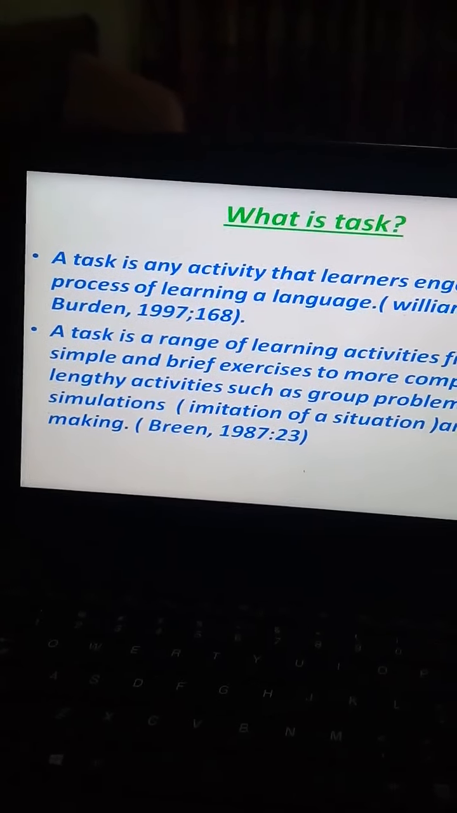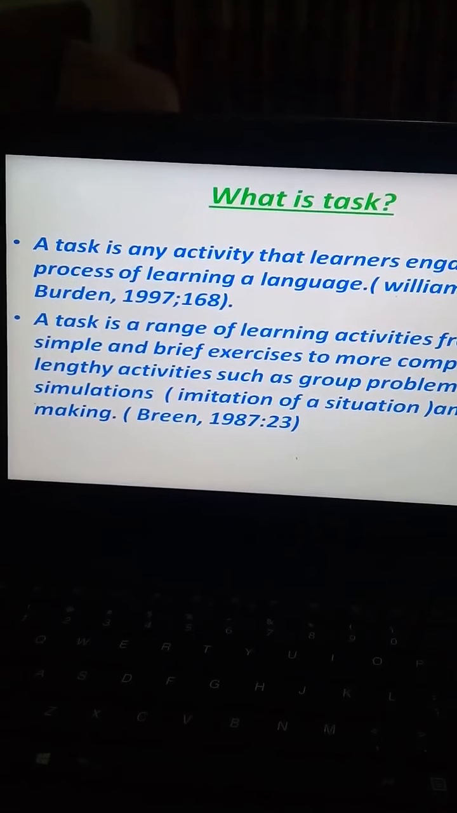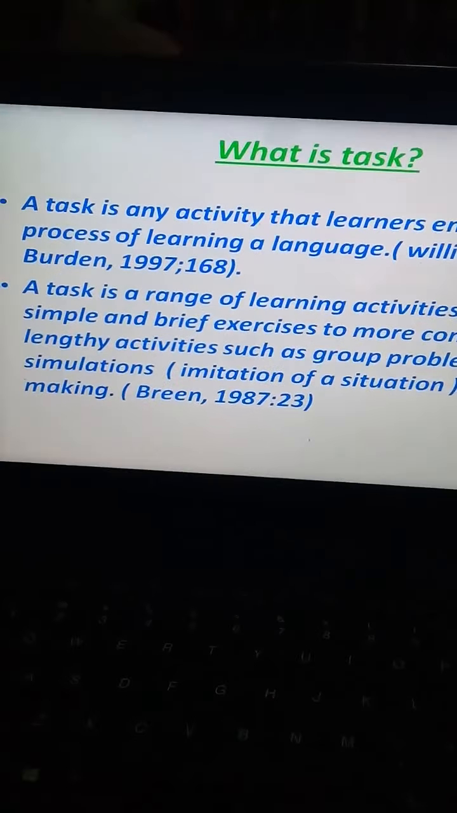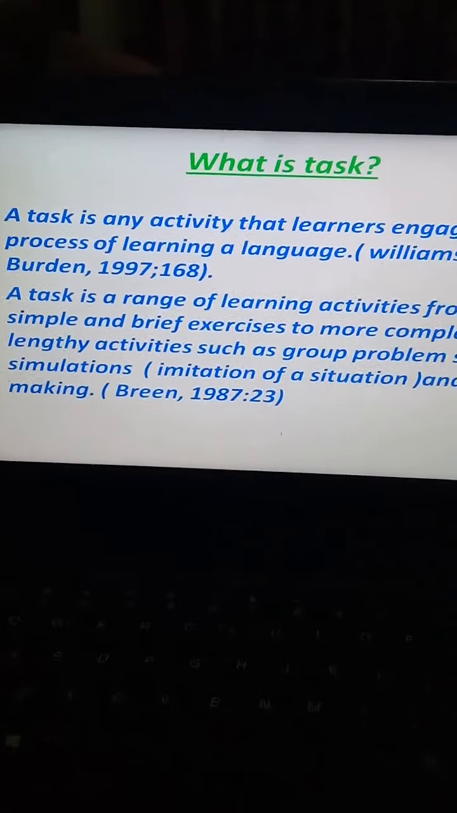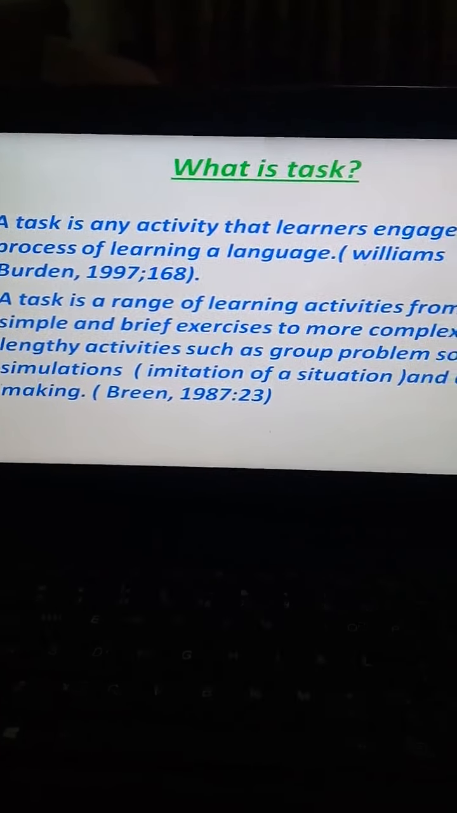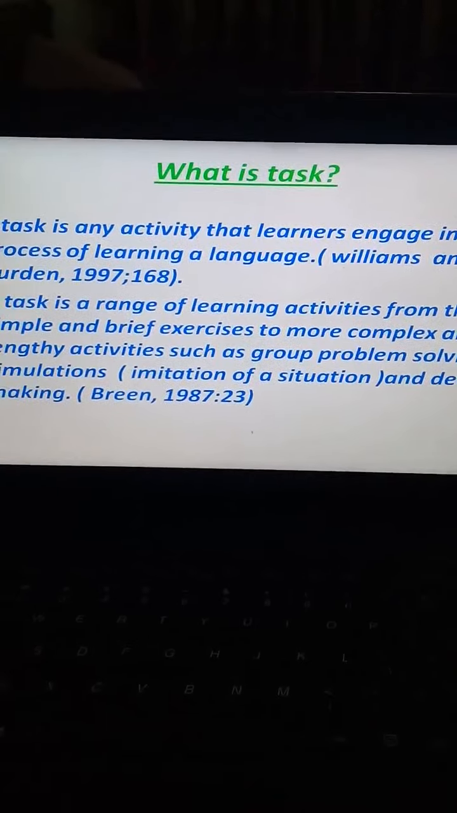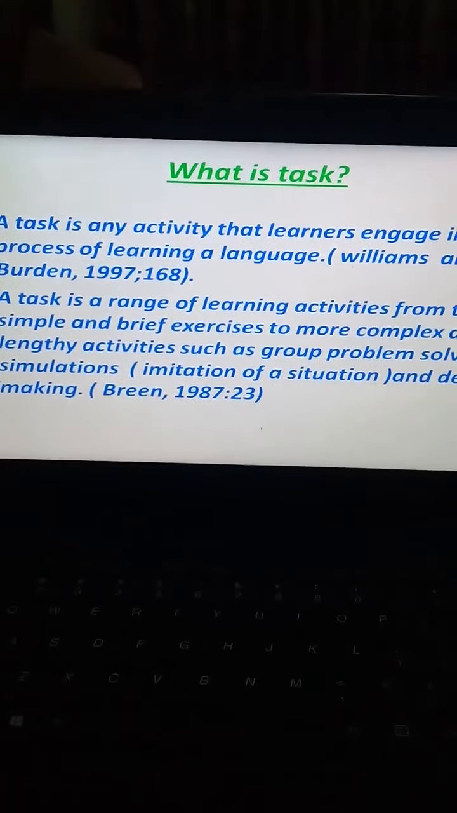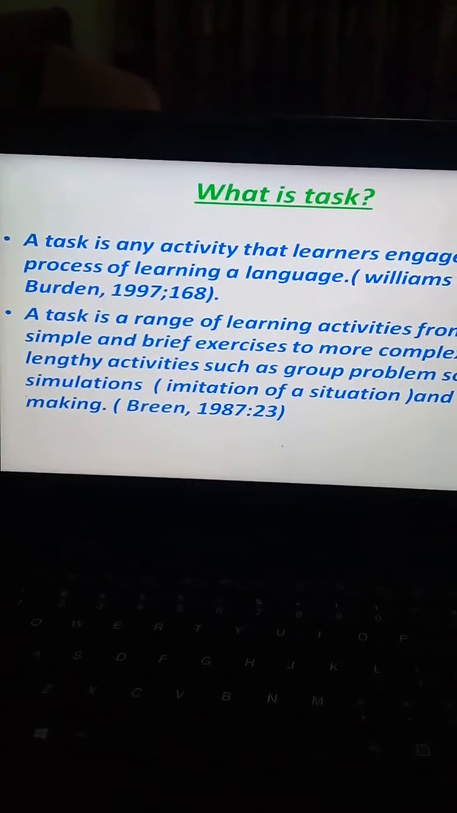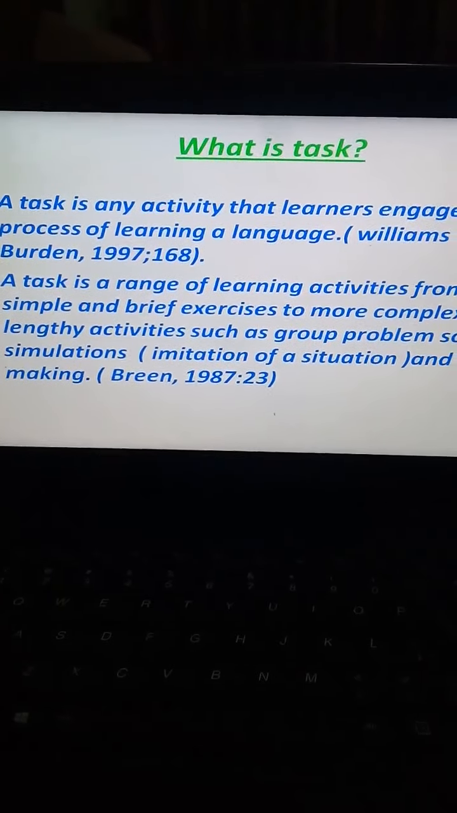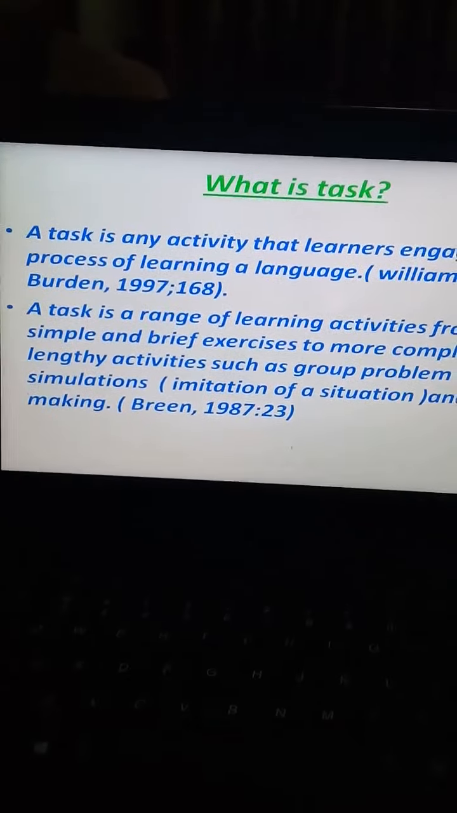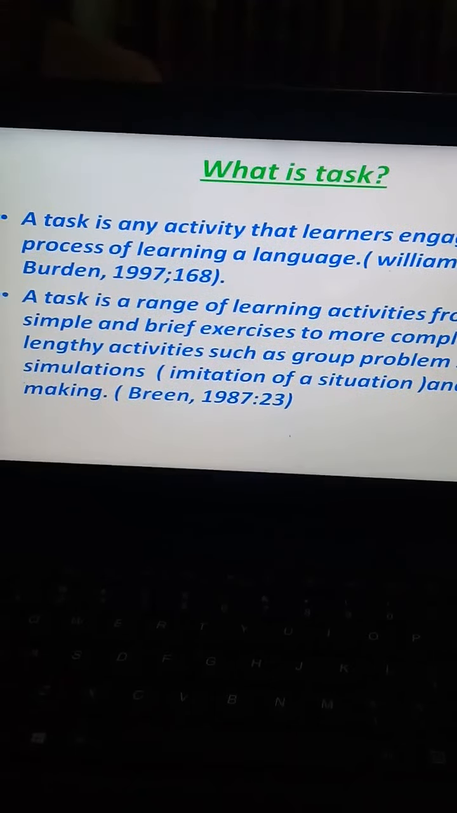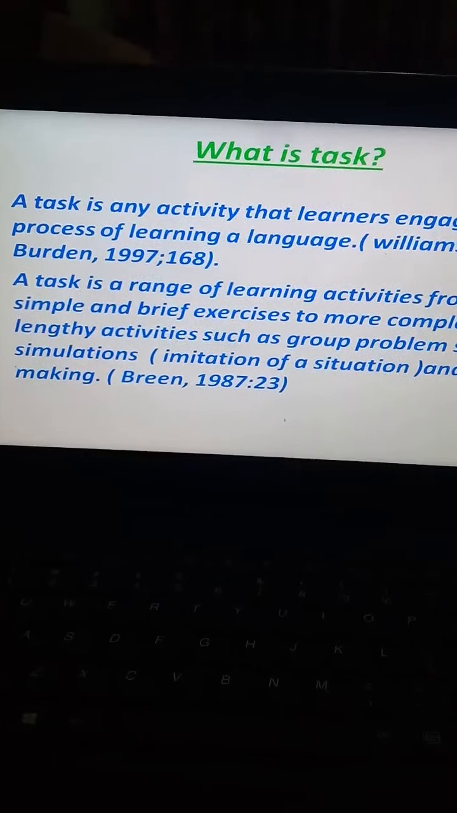Now, what is a task? Because TBLT is based mainly on tasks. So what is a task? Okay, a task is any activity that learners engage in to process of learning a language. This definition is taken from Williams and Burden, 1997. A task is any activity that learners engage in to process of learning a language. This is very important, learning a language.